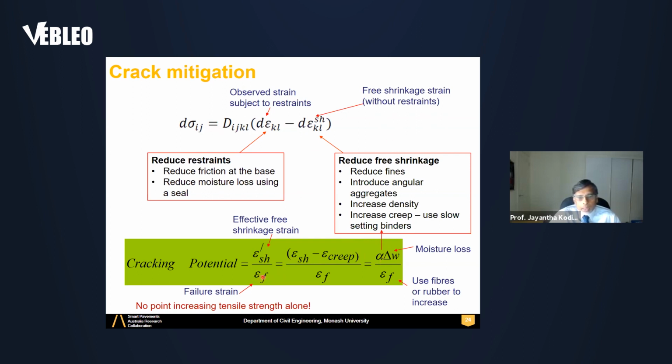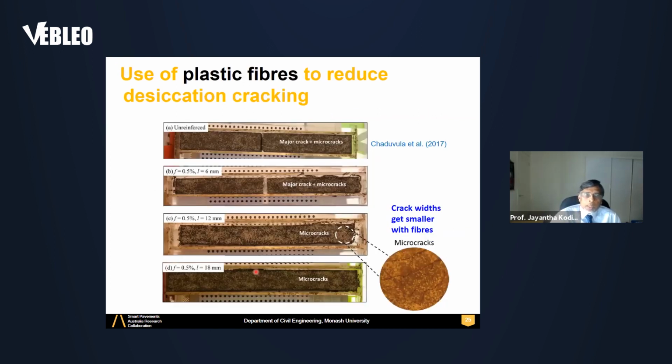And failure strain is when soil fails. So if you have fibers or rubber and things like that, you can increase the failure strain and reduce the cracking potential. Or you can reduce the moisture loss or use these to reduce alpha. No point increasing tensile stress alone, because when you increase tensile stress alone, your modulus also increases, and the failure strain drops. Therefore, that's not of value.